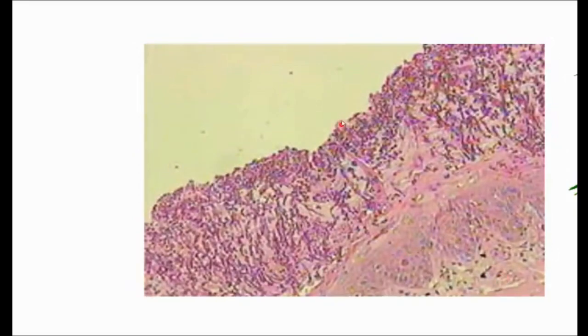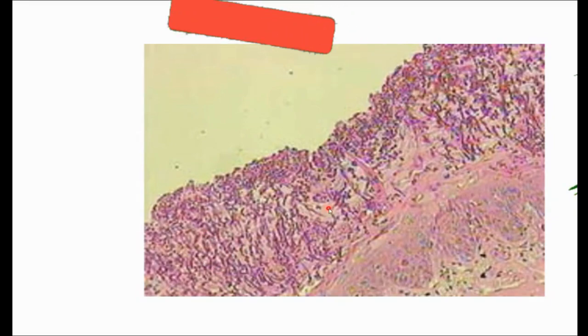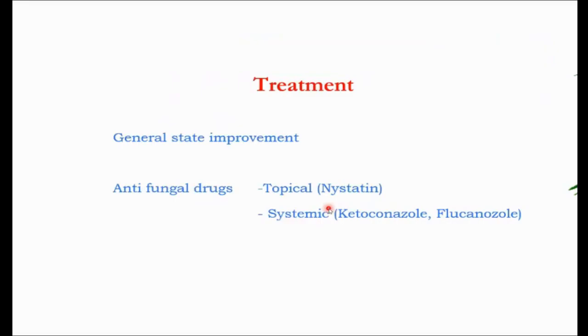You can see epithelium, connective tissue, and the superficial-most area is completely invaded by the fungi. All these thread-like structures which you see, this is a scanner view, and you can see a lot of fungi present. The treatment for this is generalized state improvement. You should try to improve the immunity of the patient. If the immunity is compromised, you can also give immune boosting drugs and antifungal drugs. Topical, if you're asking the patient to apply, is nystatin, and systemic are ketoconazole and fluconazole.